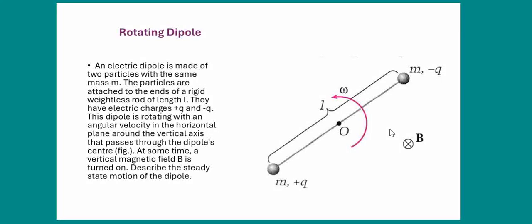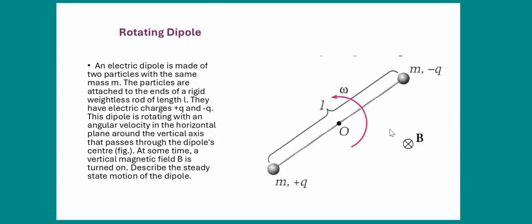This time we have a rotating dipole. An electric dipole is made of two particles with the same mass m. The particles are attached to the ends of a rigid weightless rod of length L.